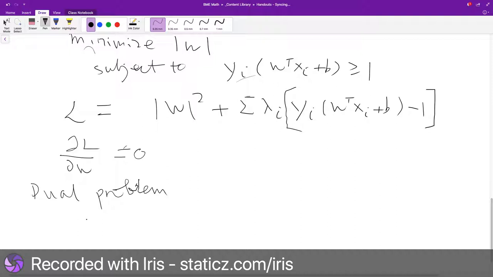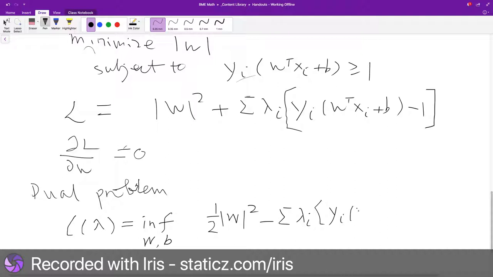is that we define a function that depends on the lambdas. The minimal value over W, and also you have another parameter, that's b. The b is kind of like the weights we said before. So the zero is the same, just stay. W, 1/2. I just copy down the same thing. You sum over all the i.